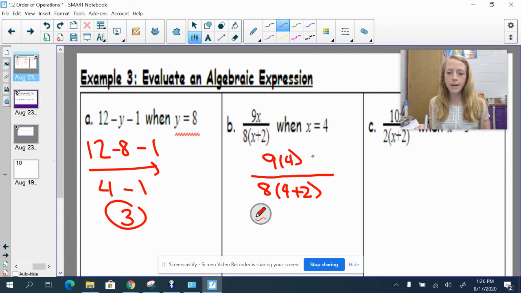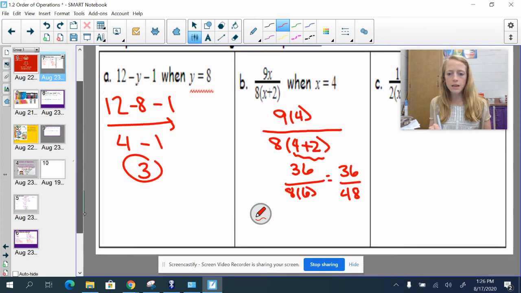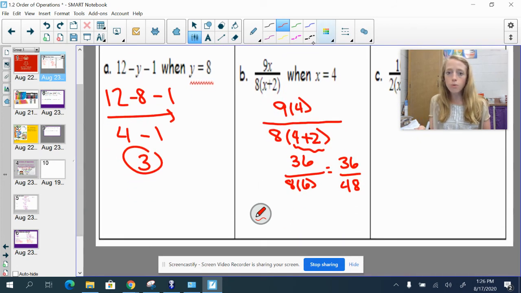So the numerator, 9 times 4 is 36. For the denominator, you want to add 4 plus 2 first because that's in parentheses. That would be 6. And then you have one more thing to do in the denominator. So 8 times 4 would be 48. Okay, then you have to think, how can you simplify 36 and 48? So they both go into 12. Their biggest common factor is 12.